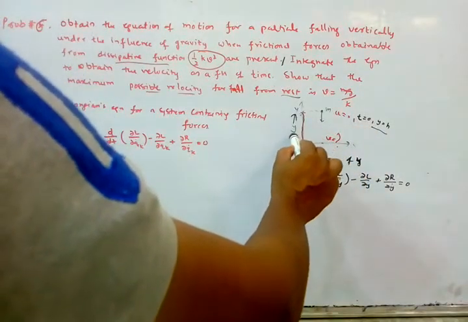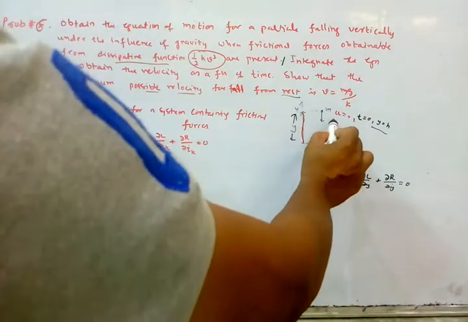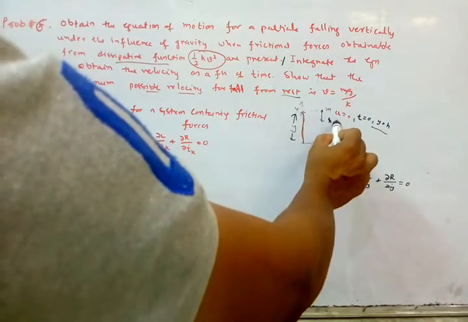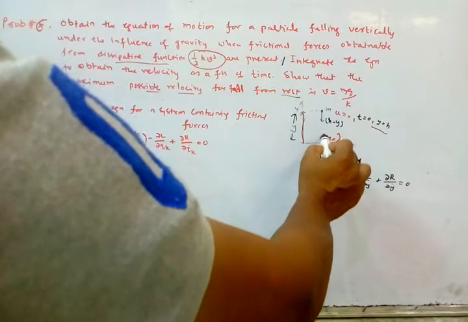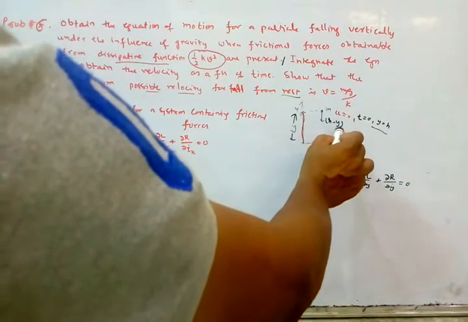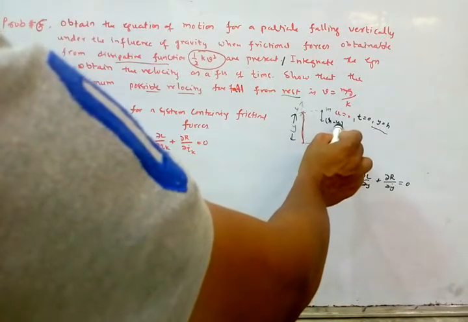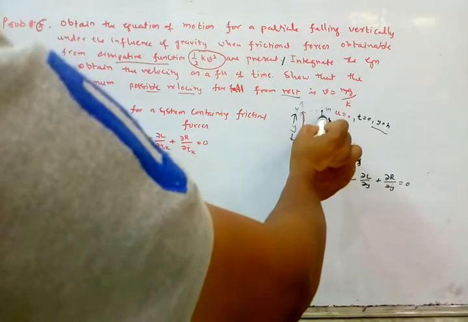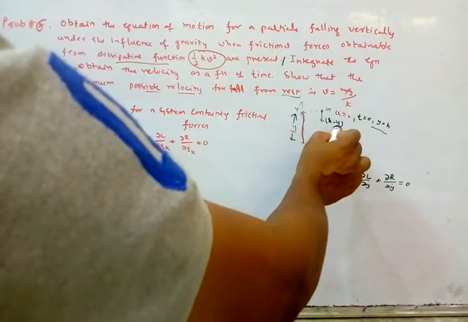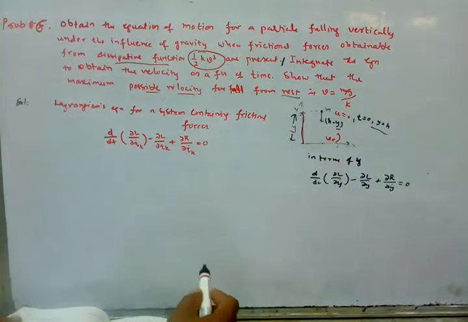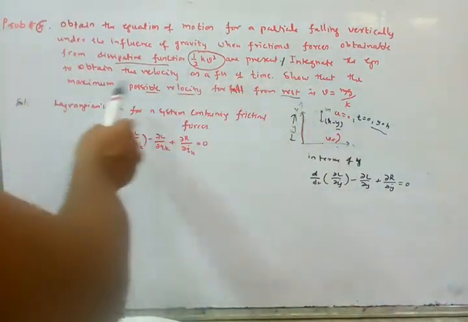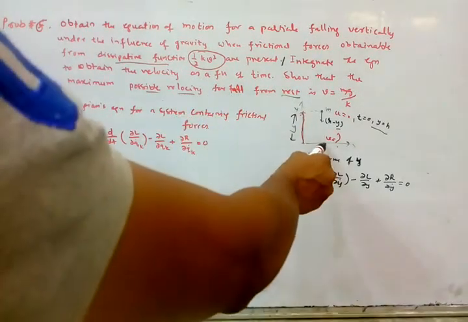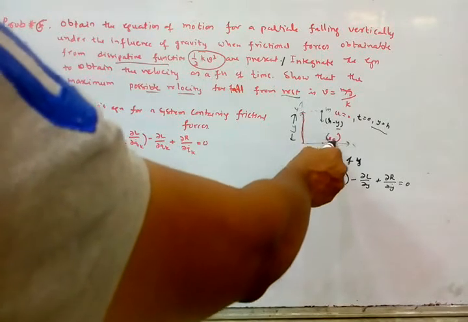So while it is falling, the height fallen is h minus y. The difference is there. When y is changing, y is decreasing, so h minus y is the difference of the maximum height minus the changing height. What we have to find here is the maximum possible velocity for a fall from rest. What is the velocity here? We have to find this one. This is the second part.